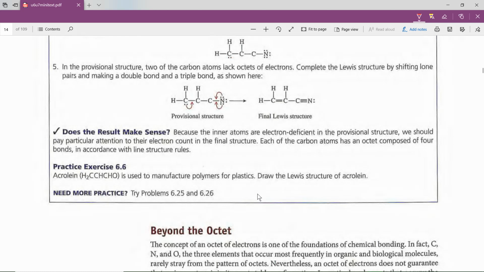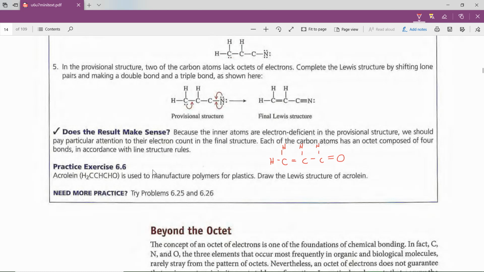Acrolein is used to manufacture polymers for plastics. Draw the Lewis structure for acrolein. So we're going to have CH2, and then CH, and then CH, I think double bond O. Is that going to work? There may be another double bond. I think there might be a double bond here. Will that fit? Will we have everything fitting fine?